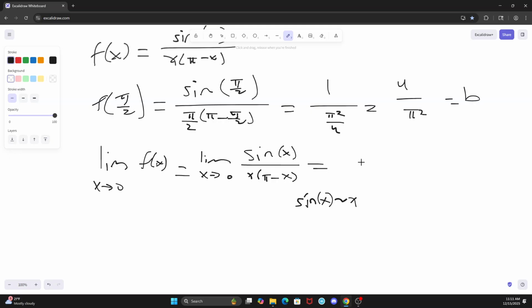So in particular, we just have the limit as x approaches 0 of x over x times pi minus x. And so the x's immediately cancel out. So we just have the limit as x approaches 0 of 1 over pi minus x, which is just 1 over pi. And that is a.